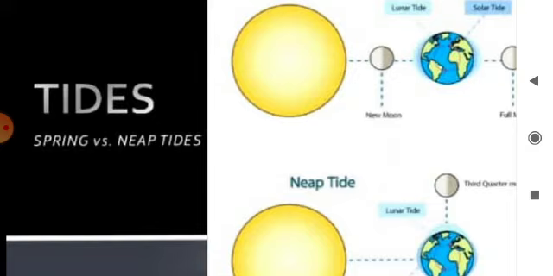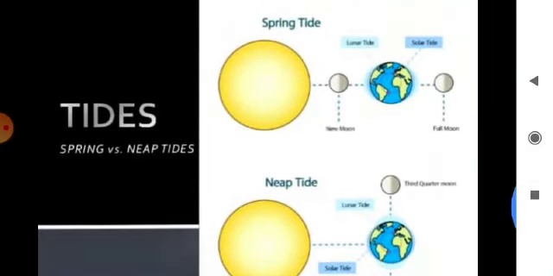Tides. Tides means the regular and rhythmic rise and fall of seawater. Tides are divided into two categories, spring tide and neap tide.